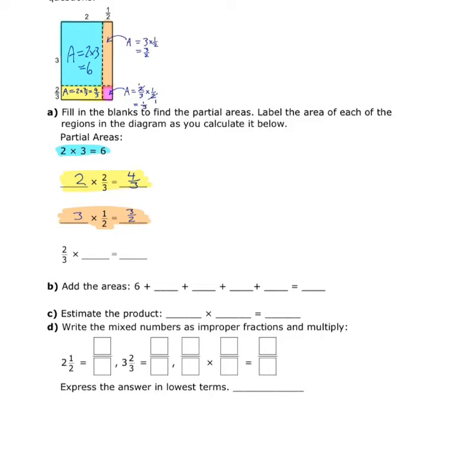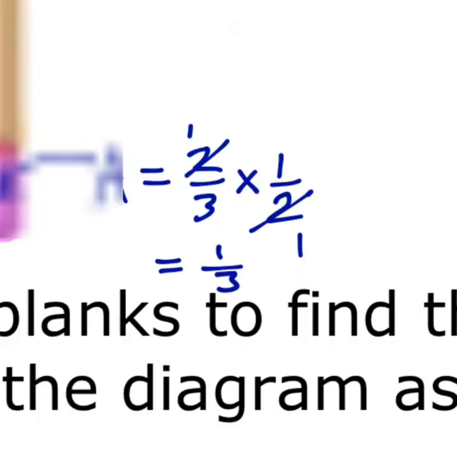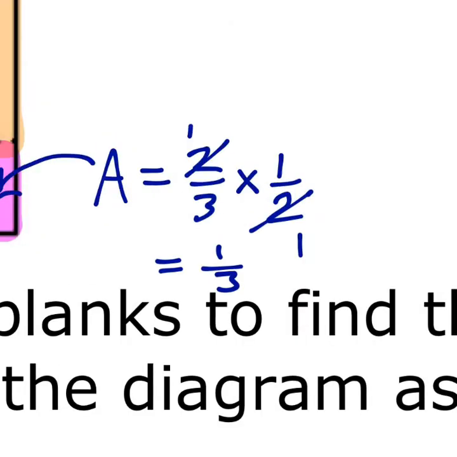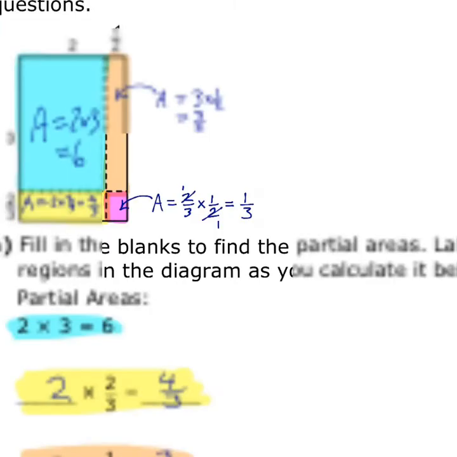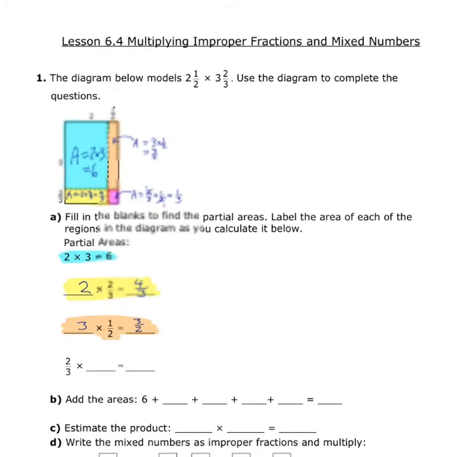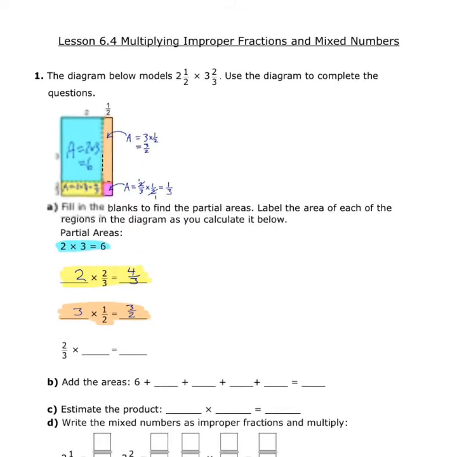So, sorry that's a little bit small there. Let me just zoom in on that so that you can see it a little bit better. And I can, of course, maybe write this a little bit bigger too. So we did 2/3 times 1/2, and that gives you 1/3 for the final partial area. So just zoom back out here and answer the rest of this question. Lock that in as is.